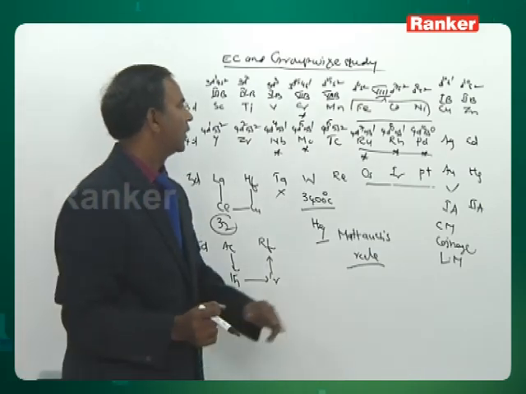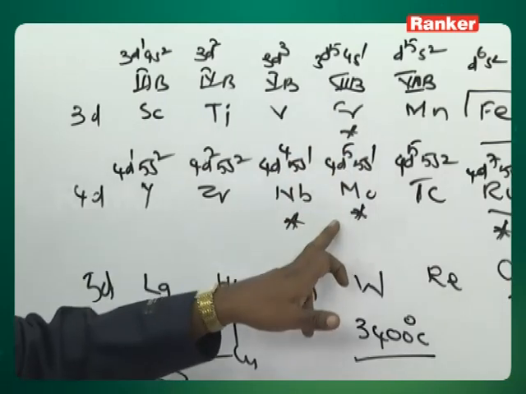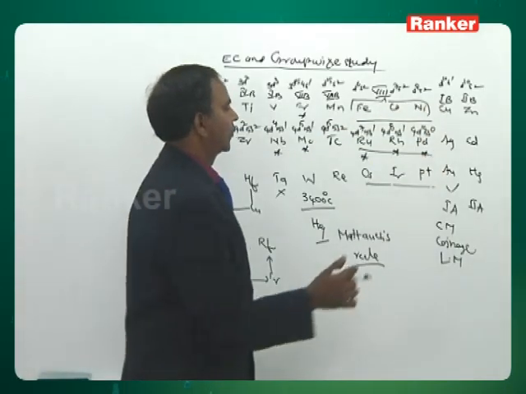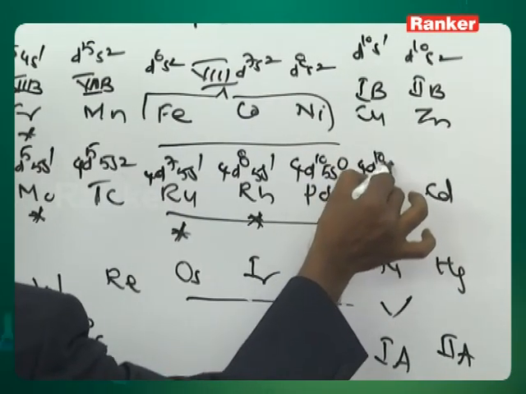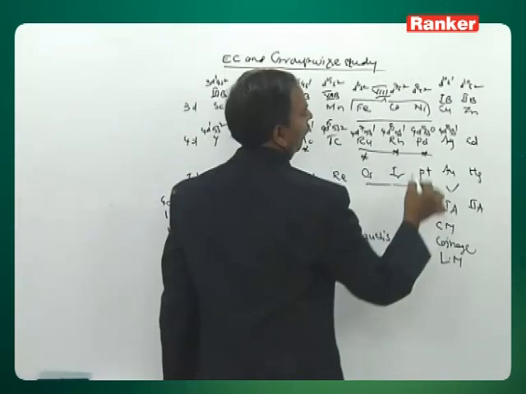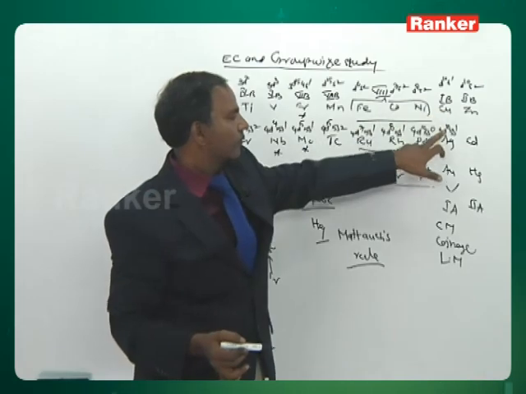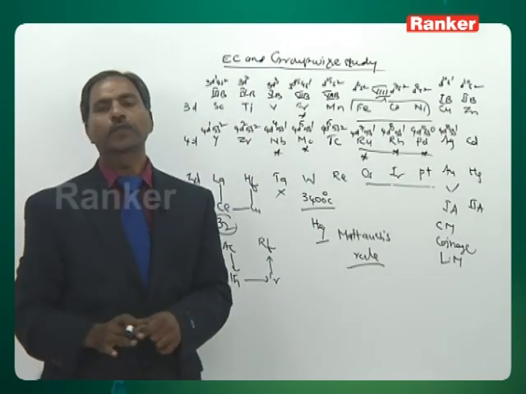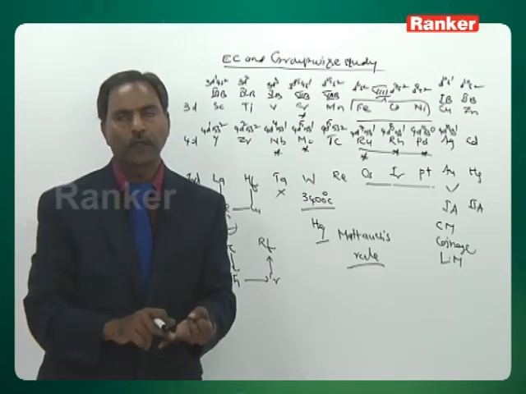Now look at here. In the case of this particular chromium, molybdenum, copper and silver. Silver configuration also, what you can take, it is 4d10 5s1. See here, chromium, molybdenum, copper, silver, their exceptional electronic configurations we can explain based on half-filled stabilities and full-filled stabilities.